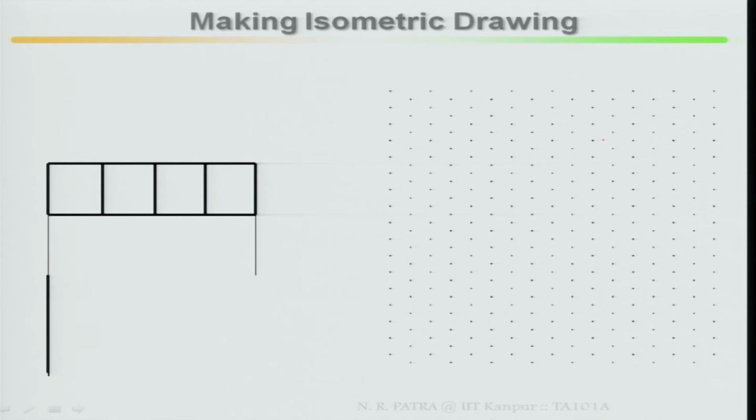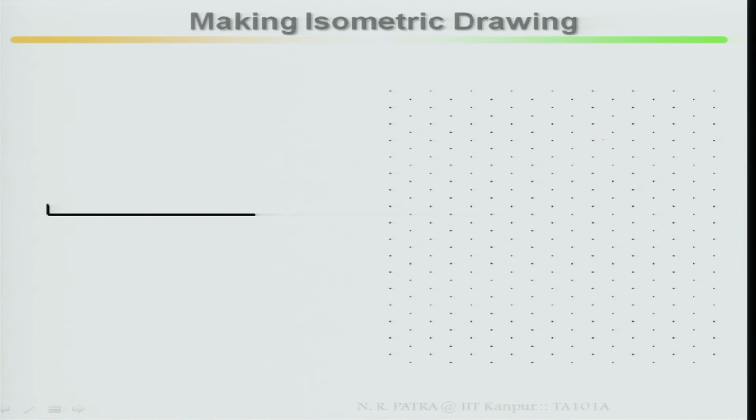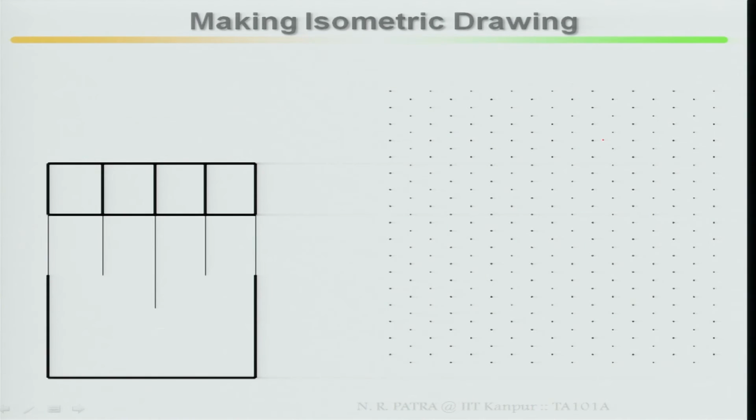Now come to the second case. This is your example 2 by means of the boxing method. How are you going to start it? Mark it point by point in the isometric box and draw it. Come to your second example. This is your top view and this is your front view. One of the views has not been given, that is your side view.